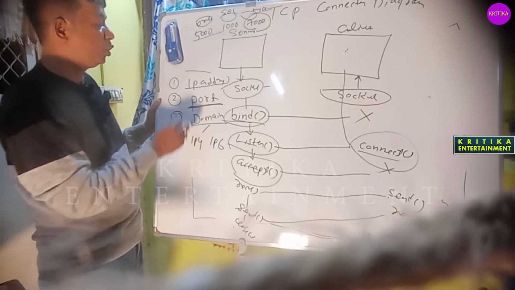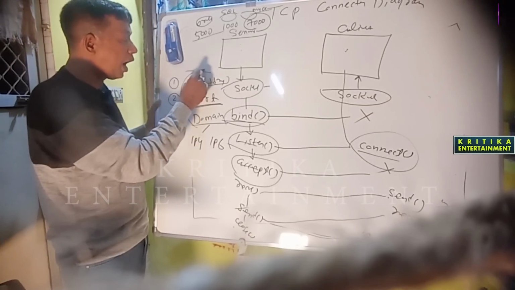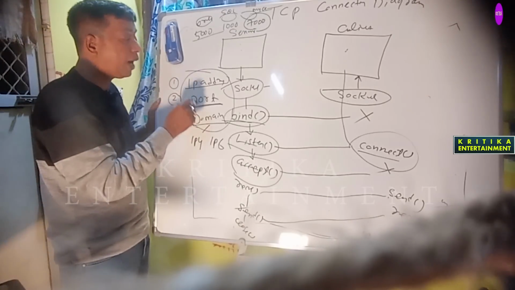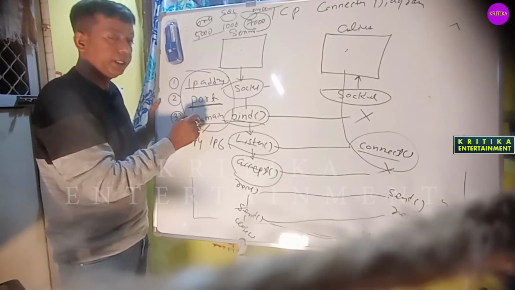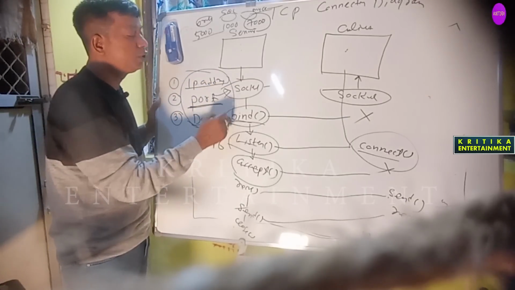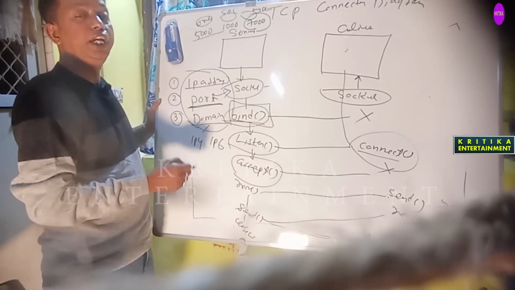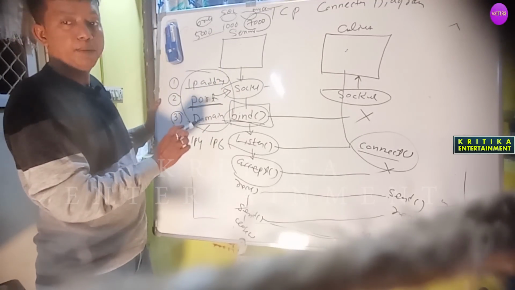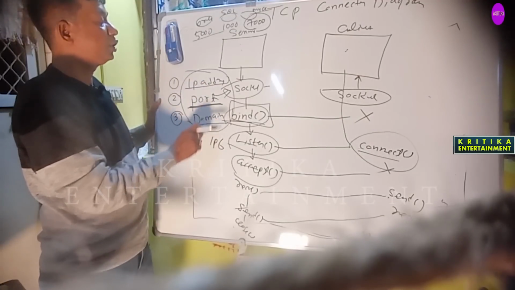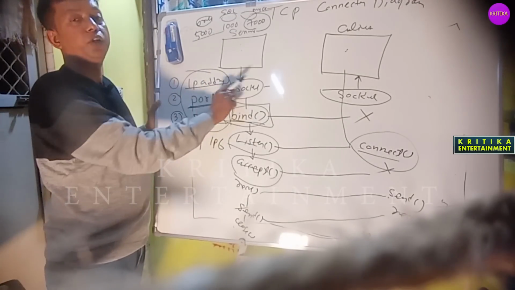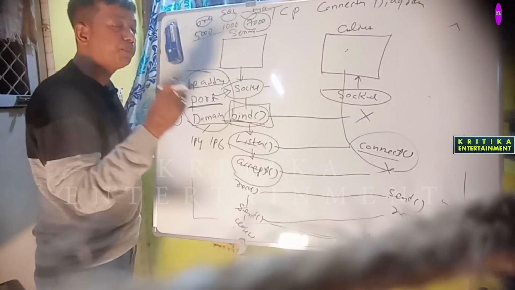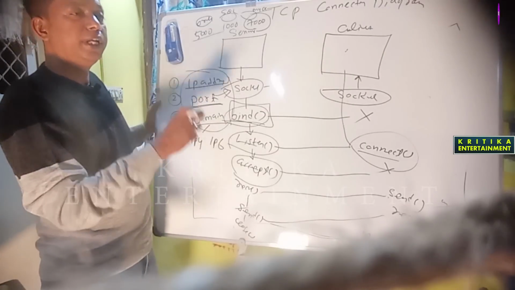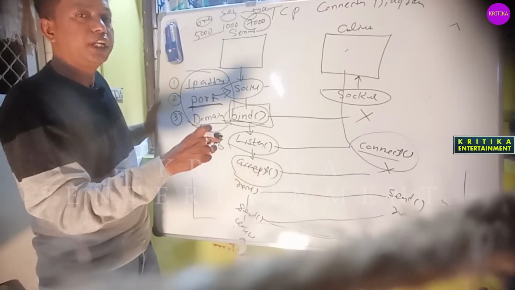So when we want to associate these three with the socket, we use the bind function. What is the bind function's task? It is used to associate the port, IP address and domain to a socket. Bind also creates a process on the server side, so the server will be established and ready to accept connections from the client side.